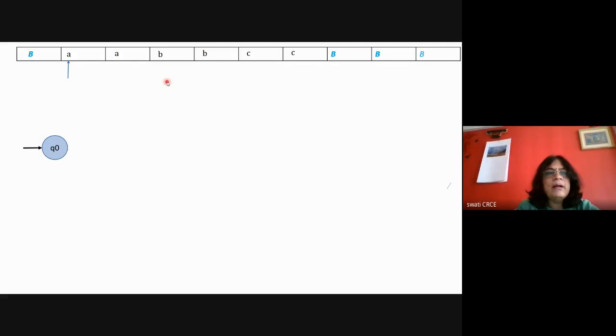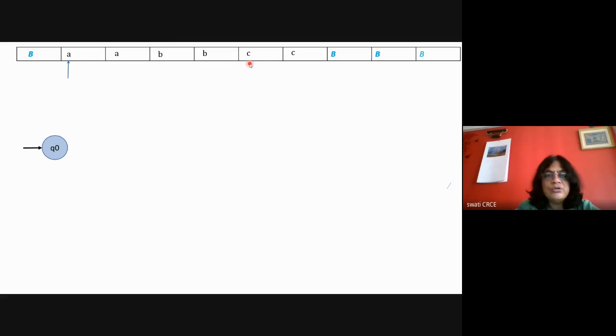It will go back. If there is any third A, it will replace the third A with capital A. It will find the third B and replace it with capital B, and find the third C and replace it like this. It will go on doing it. Whenever it does not get any small A, that time it will go ahead.